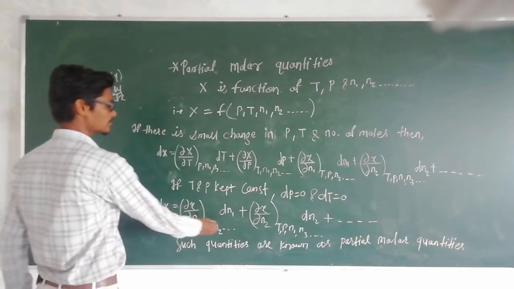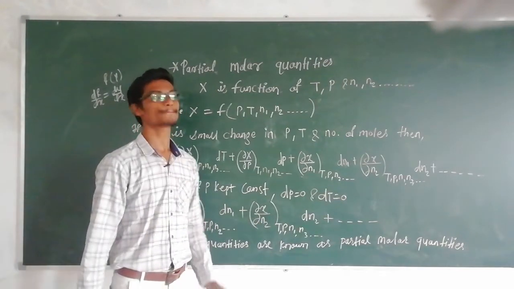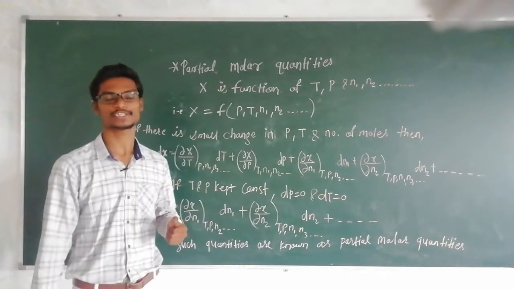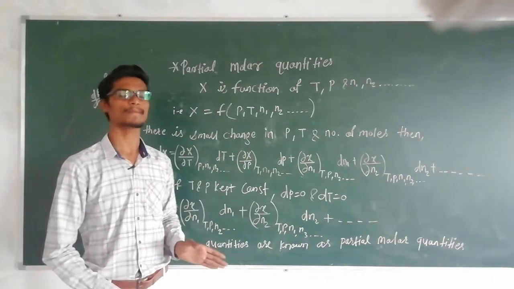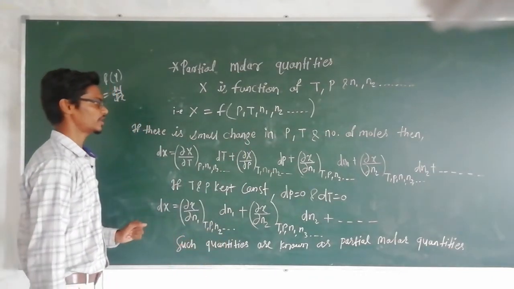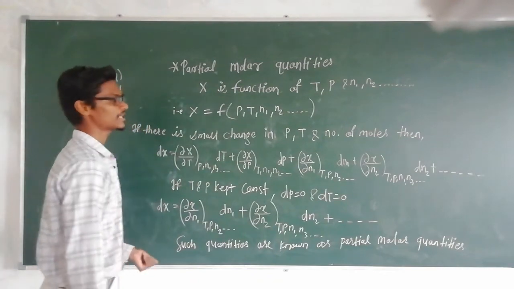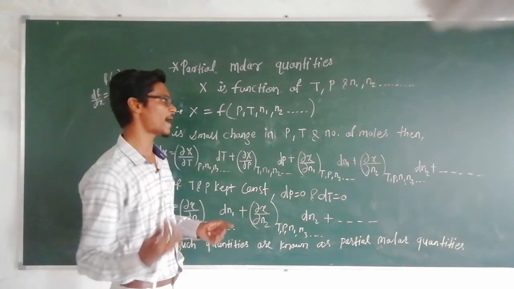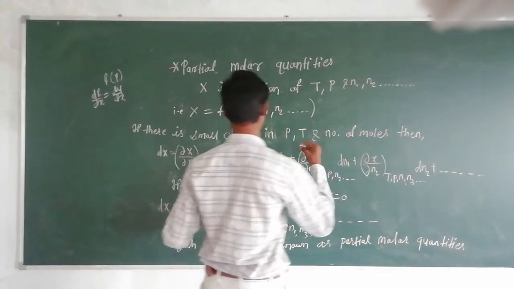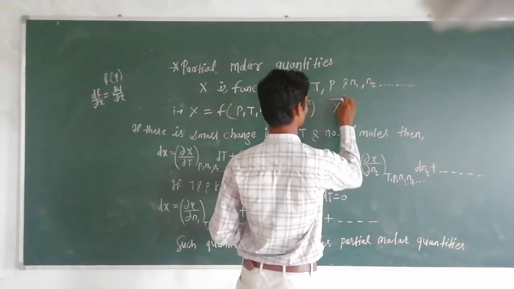So these terms are generally known as partial molar quantities. These terms are known as partial molar quantities. This function is also symbolized as a bar function, and it can be written as x bar.